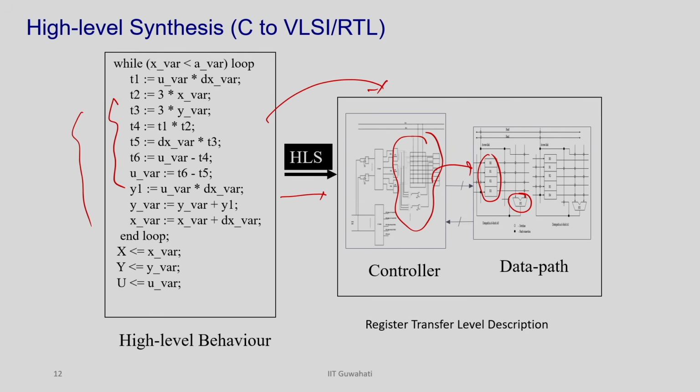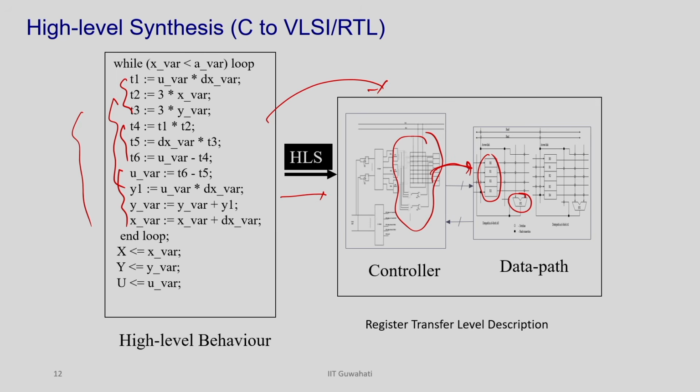Because there are many operations, you are not able to execute everything in a single clock. It is not possible. So, you have to decide that in clock 1 I am going to do these 3 operations, in the next clock I am going to do these 3, and in the next clock these 4 operations, and so on. Then the controller will send control signals to the data path to execute the first 3 operations in clock 1, in clock 2 the next ones, and so on.